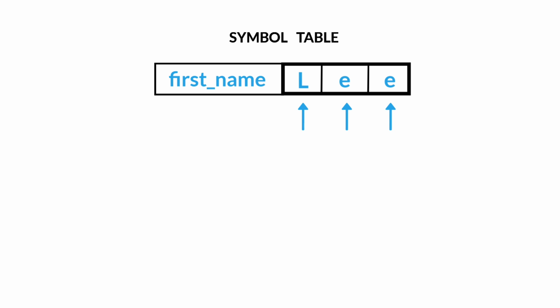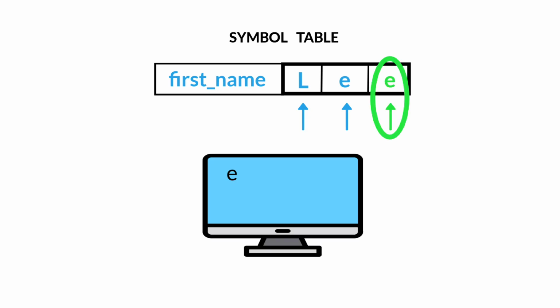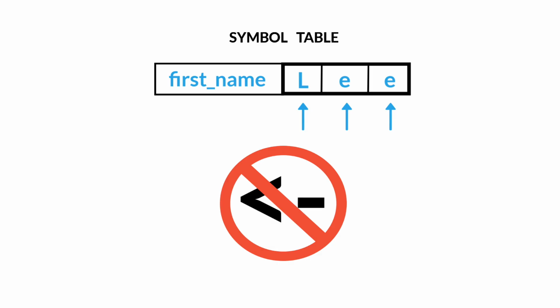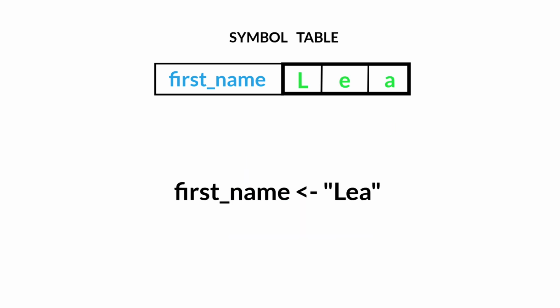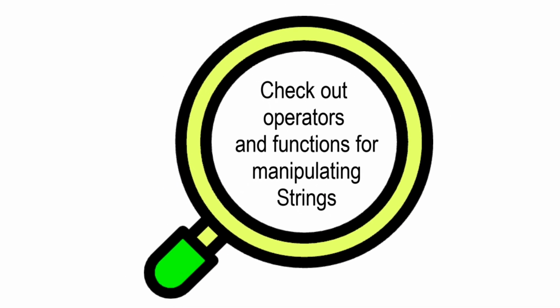However, strings have a special property. They are immutable, meaning that the value of an individual element cannot be changed directly. So although an individual element of a string can be used, such as in an output statement, it cannot be changed with an assignment statement. For example, the last letter of first name cannot be directly accessed and changed to an A. However, since an assignment statement can be used to assign a completely new value to a string variable, first name could simply be assigned the new value, Leah, to achieve the same outcome. Be sure to check out the variety of operators and functions your programming language provides for manipulating strings.